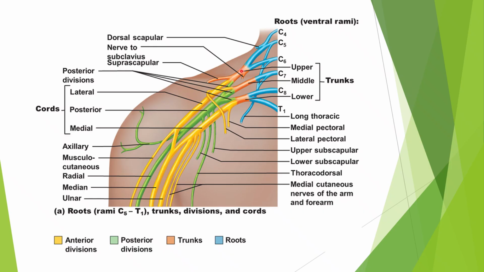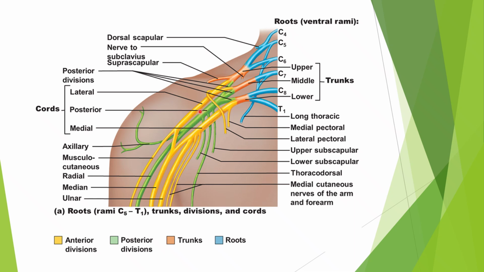The ventral divisions of the upper trunk and the middle trunk join to form the lateral cord. The ventral division of the lower trunk continues as the medial cord. The posterior or dorsal divisions of all three trunks unite to form the posterior cord. So these are the cords of the brachial plexus. This is the lateral cord, this is the posterior cord, this is the medial cord.